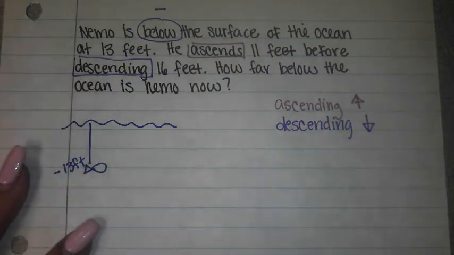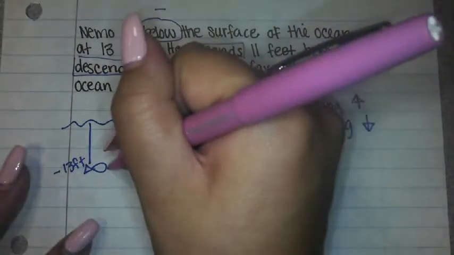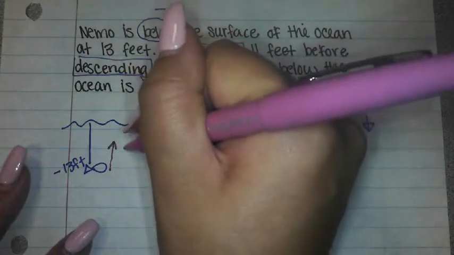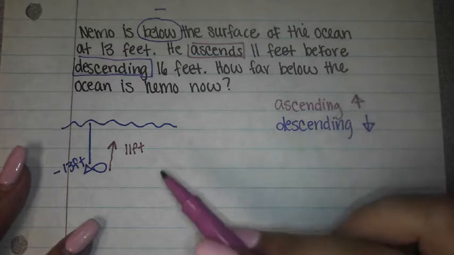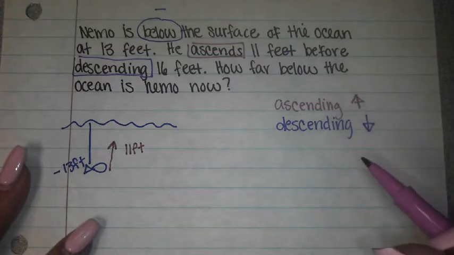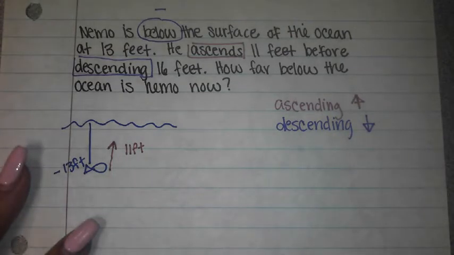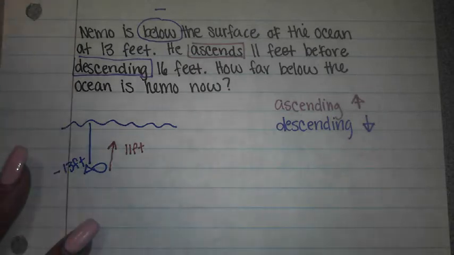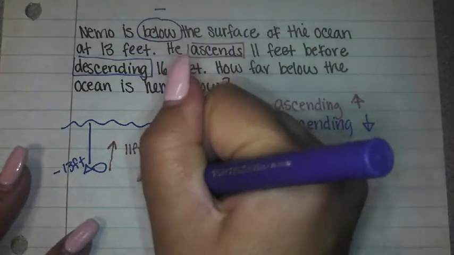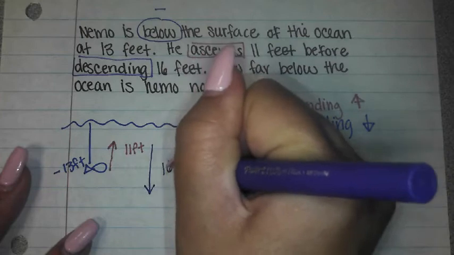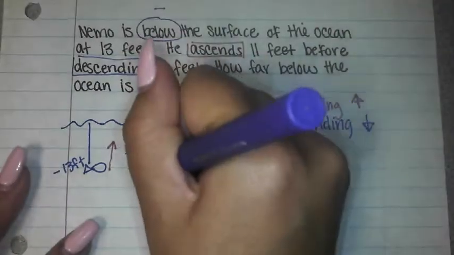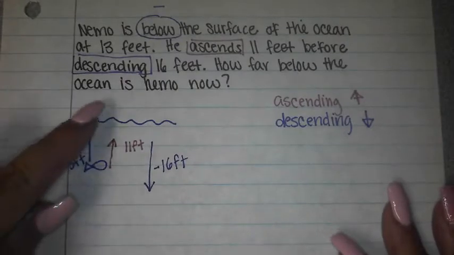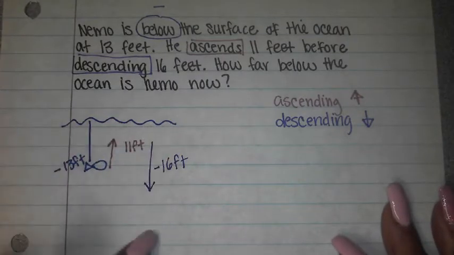Then he ascends 11 feet, so Nemo goes back up 11 feet. And since ascend means going up, that means that 11 is a positive 11. And then Nemo decides, well, I'm going to swim back down, or I'm going to descend 16 feet. And since descending means going down, it's negative 16. So he's all the way down, then he goes up, and then he goes down again.